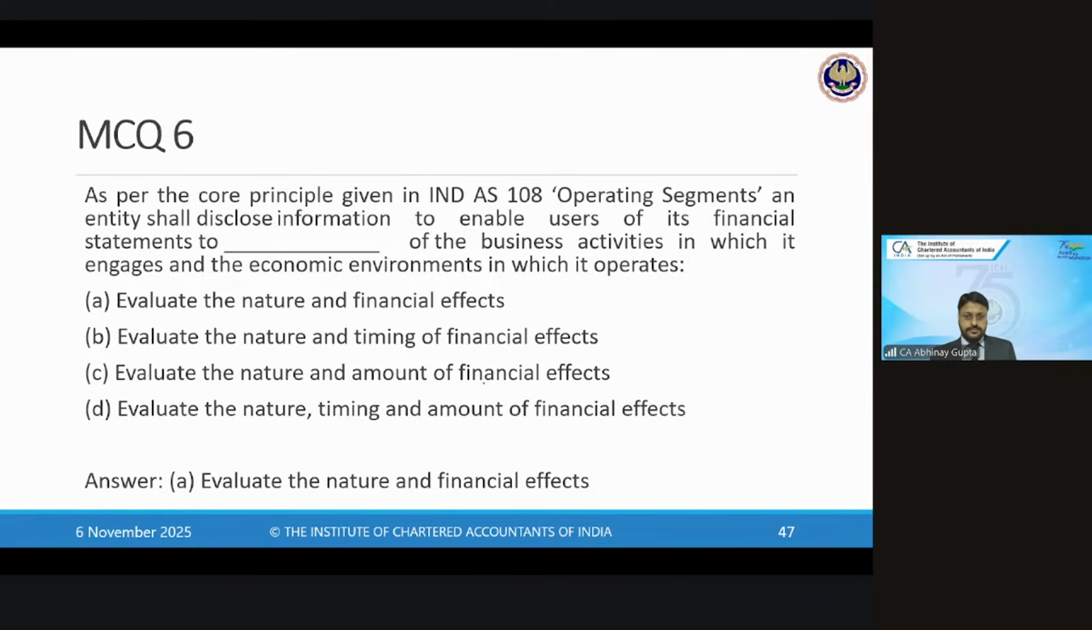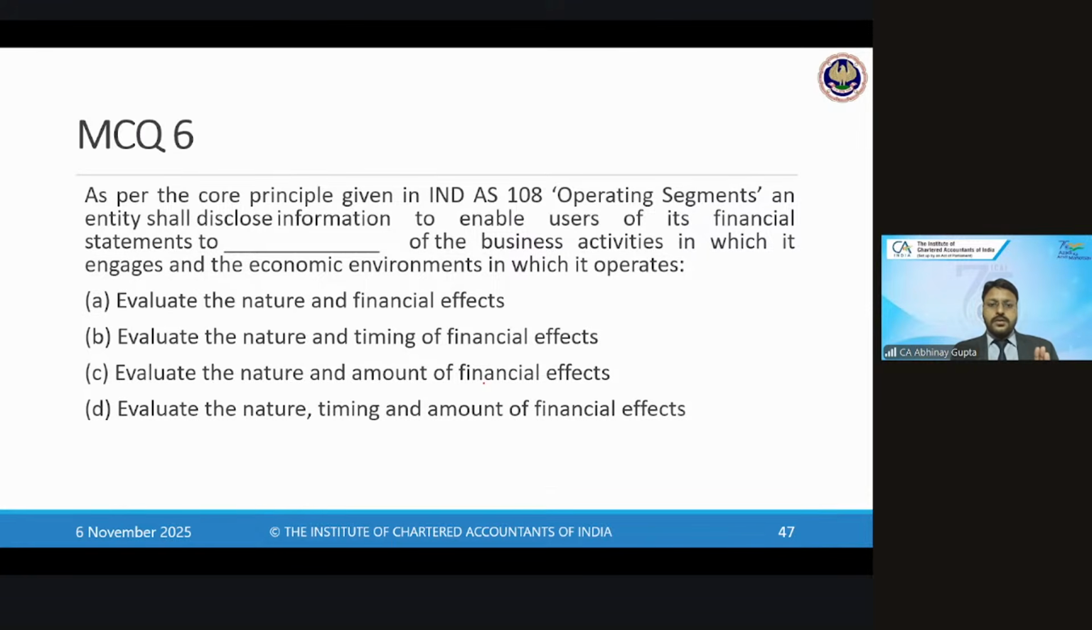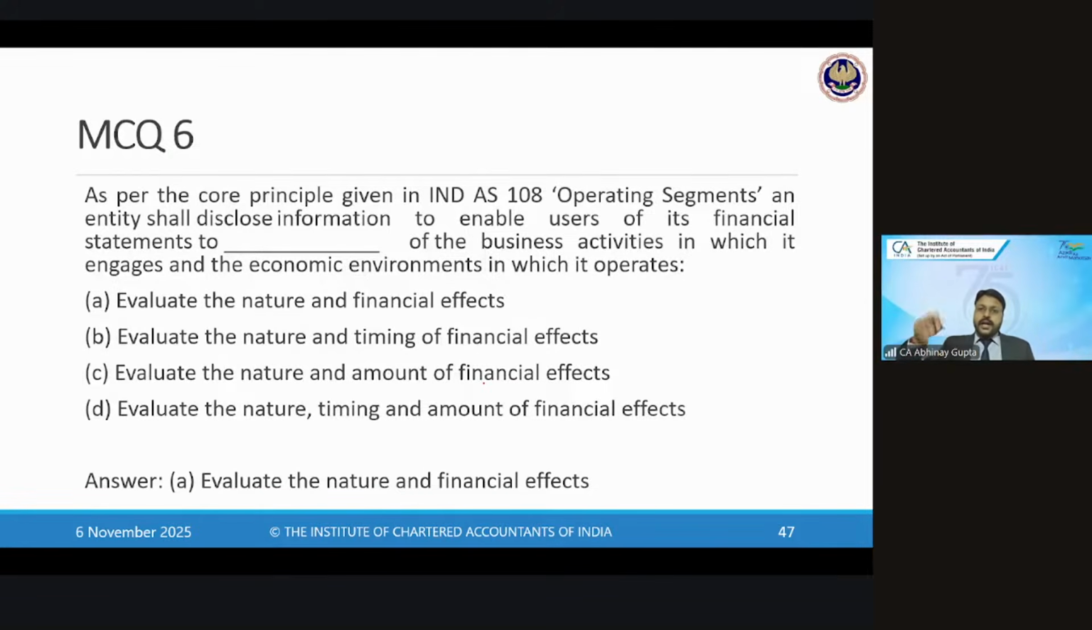Sir, why not timing? Means the financial year. No. We will strictly go by whatever is written in the standard. We read the standard as a law, right? So the standard says the core principle is nature and financial impact. Although we are anyway mentioning the balance sheet date or the period for which the P&L is prepared, the core principle says nature and financial impact.